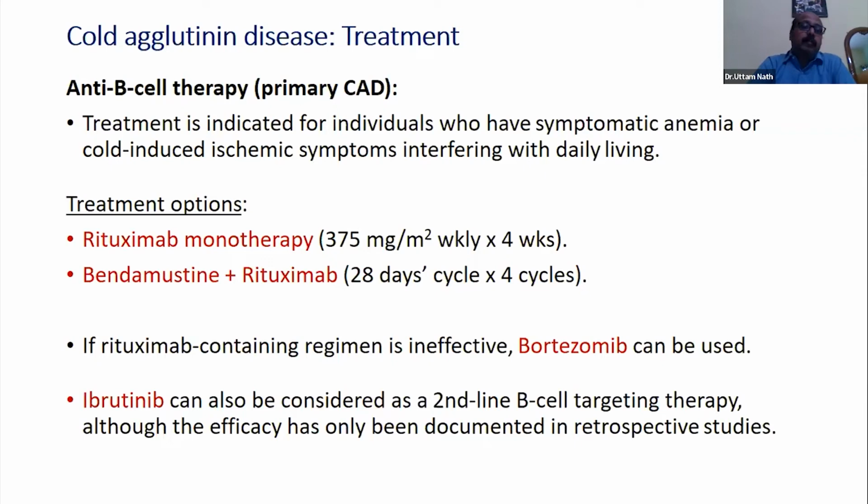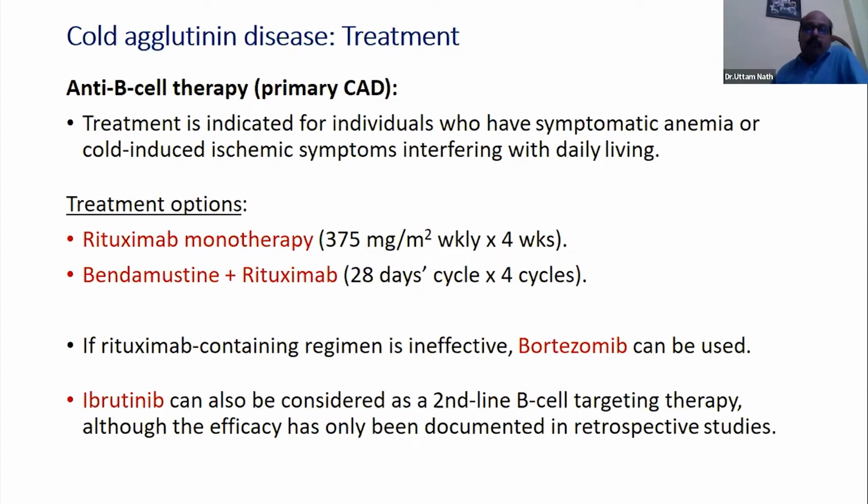Or it can be bendamustine plus rituximab, which is administered as a 28-day cycle. Bendamustine 90 milligram per square meter per day for 2 days, and rituximab at a 375 milligram per square meter dose, and up to 3 to 4 cycles are administered, to avoid toxicity.